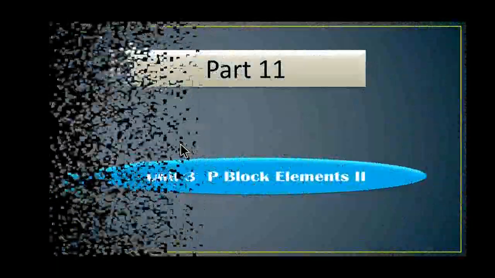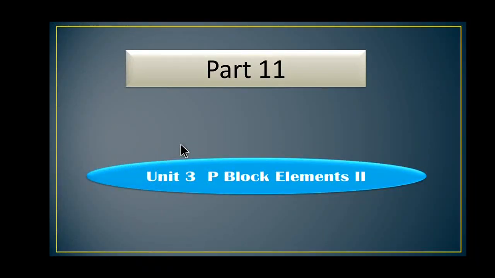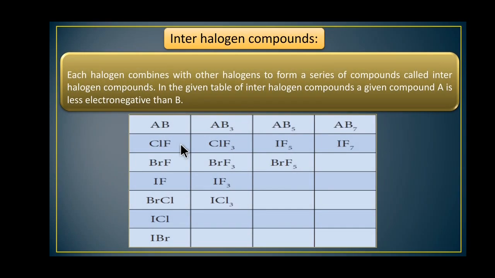In this session, I am going to explain Unit 3, P block elements 2, Part 11. Today we are going to see interhalogen compounds. What are interhalogen compounds? Each halogen combines with other halogens to form a series of compounds called interhalogen compounds.